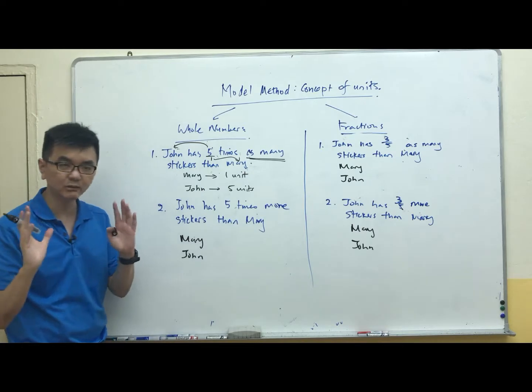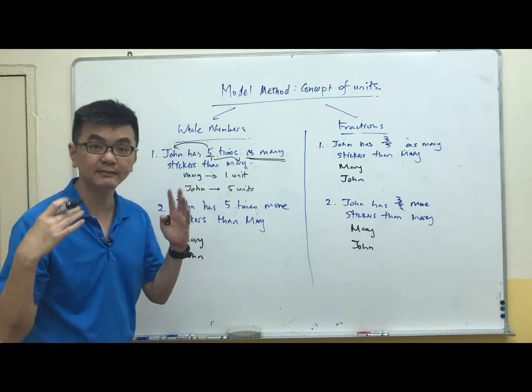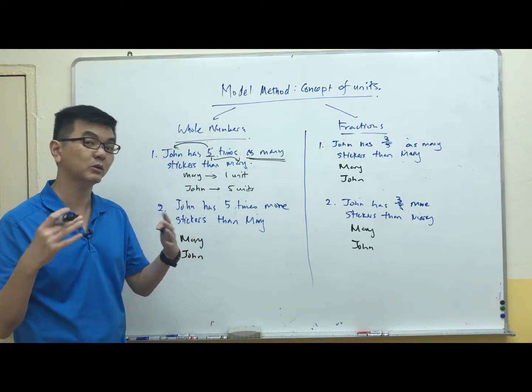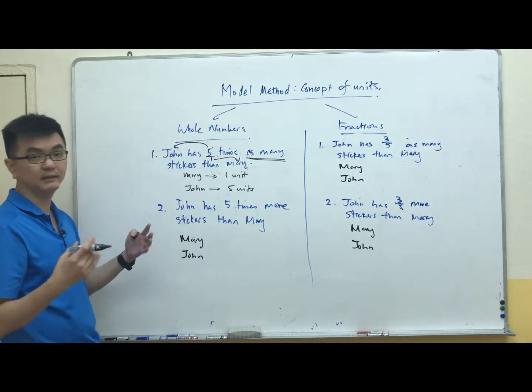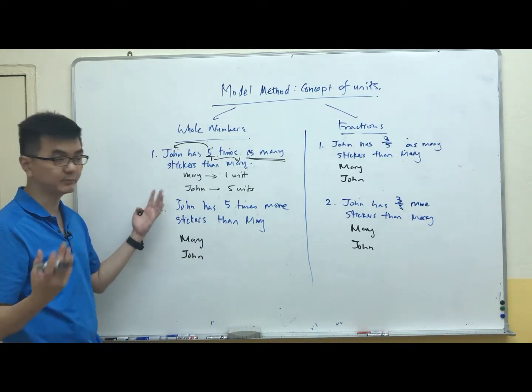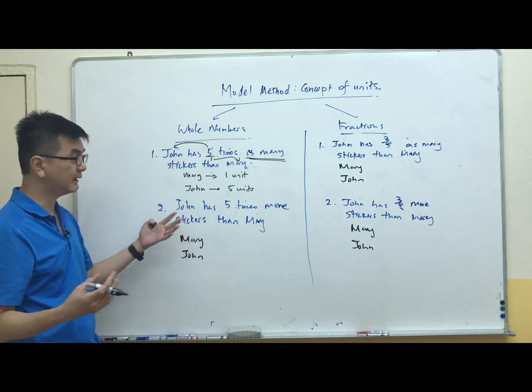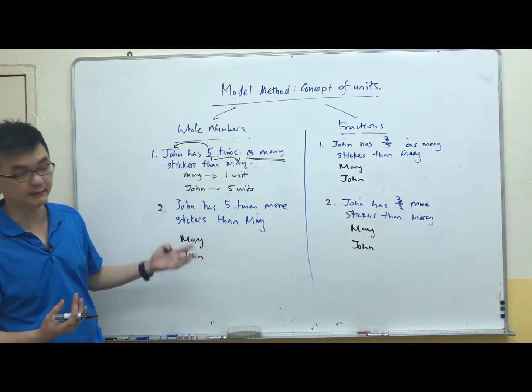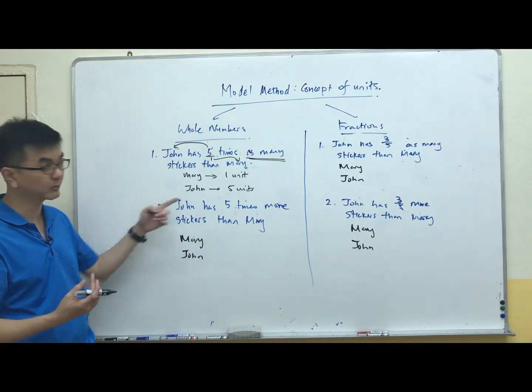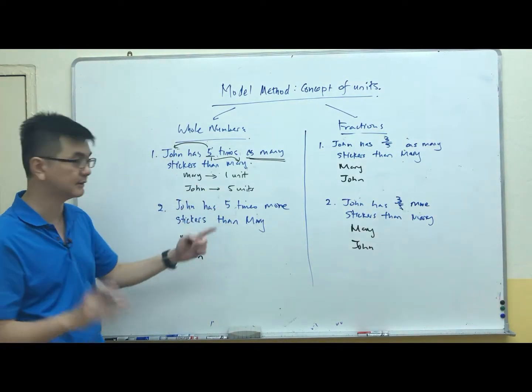Notice I use the word units instead of stickers because we do not know how many stickers John or Mary has respectively, but we do know that in terms of units, John has 5 times as many stickers as Mary. So we're going to use units and not stickers.